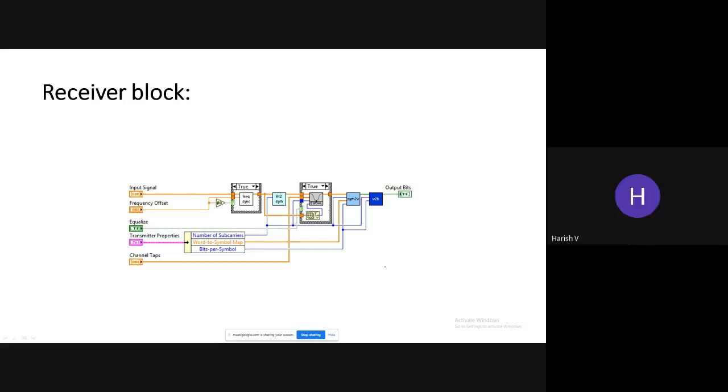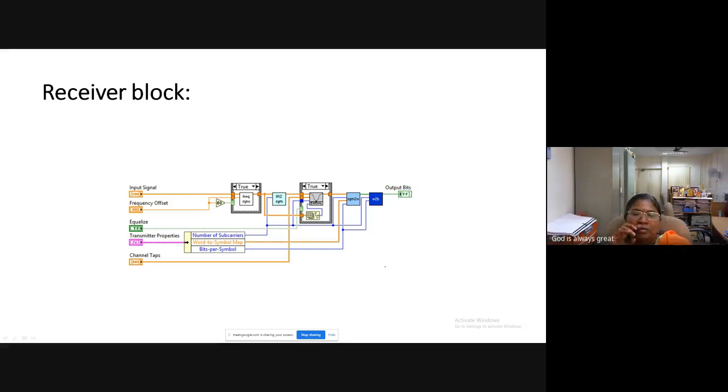This is about the receiver blocks, what will be helpful for us to decode the signal back. The most important part is your FFT to symbol conversion. FFT to symbol converter here, right? This is your most important block here. These are decision blocks. Whether it is true, you need to use your frequency offset. If there is a frequency offset, you need to do frequency synchronization.